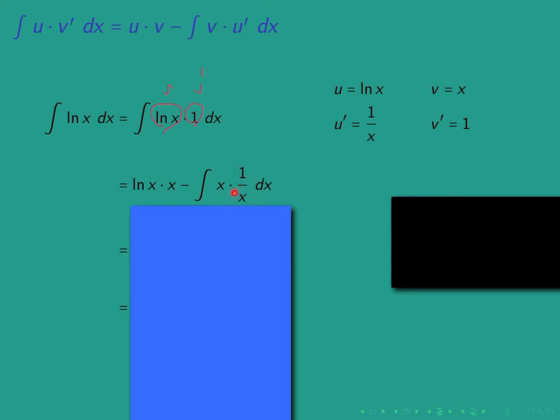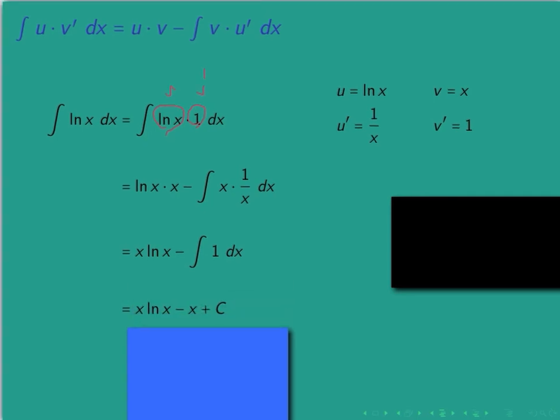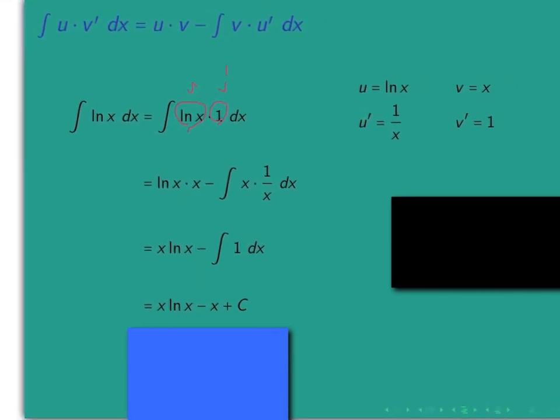And notice what happens in this new integral. The new integral simplifies to be something very simple. x times 1 over x is simply 1. And so now this is easy to antidifferentiate. I antidifferentiate 1, and I simply get minus x. So an antiderivative for log x is x log x minus x plus that constant of integration.